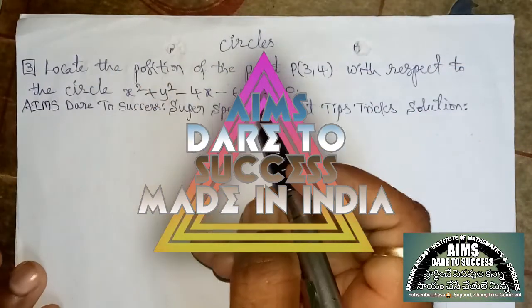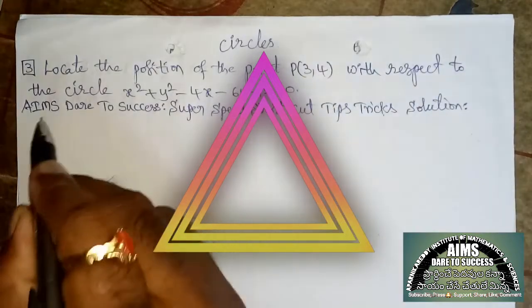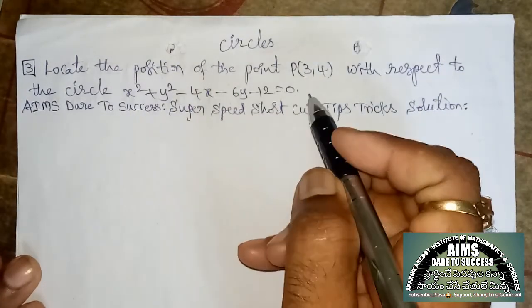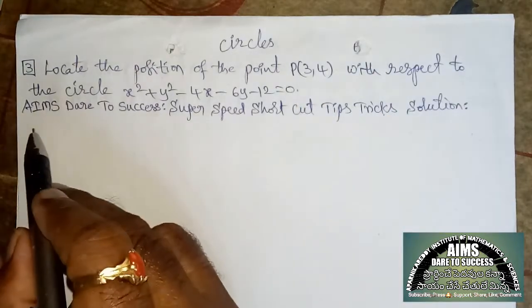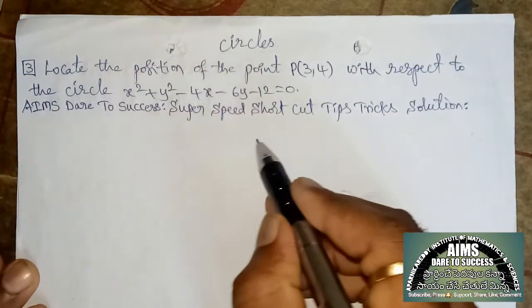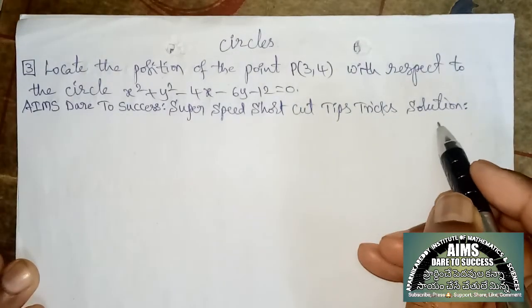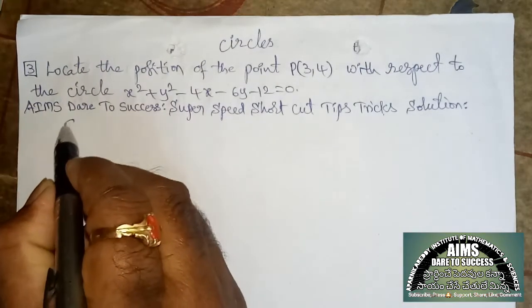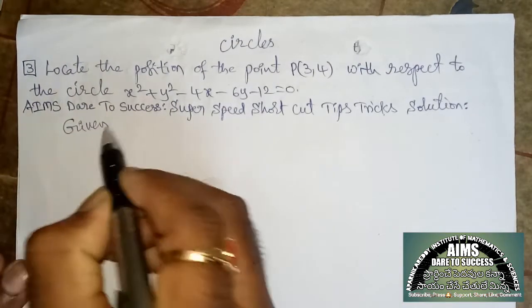Locate the position of the point P3 comma 4 with respect to the circle. X square plus y square minus 4x minus 6y minus 12 is equal to 0. Super speed shortcut tips, tricks, solution within 10 seconds, especially made for you. Now I want to explain the solution.